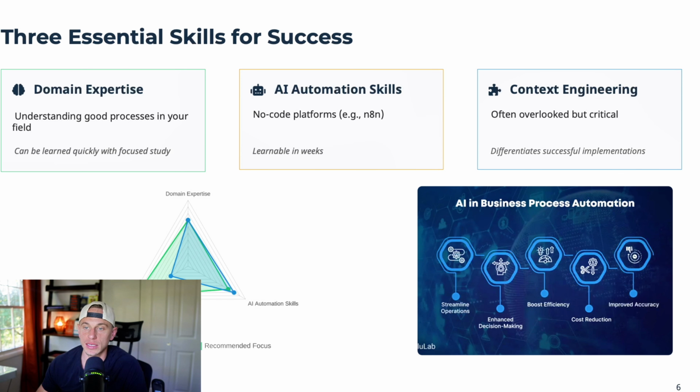But when we're talking about context engineering, the 3 essential skills for success are going to be, or really when we're just talking about more so just optimizing and crushing it with AI, domain expertise. So first and foremost, you should be an expert in whatever you're trying to get AI to help you with, and your results will be way, way better. And with AI automation skills like no-code platforms such as N8N, you can learn these in a matter of 2 months, and it can make you a beast when it comes to AI. The potential of N8N is seriously insane. And then context engineering, which we're talking about right now, is very overlooked, but it's critical because it's basically going to be what differentiates successful implementations with whatever it is that you're trying to use AI for.